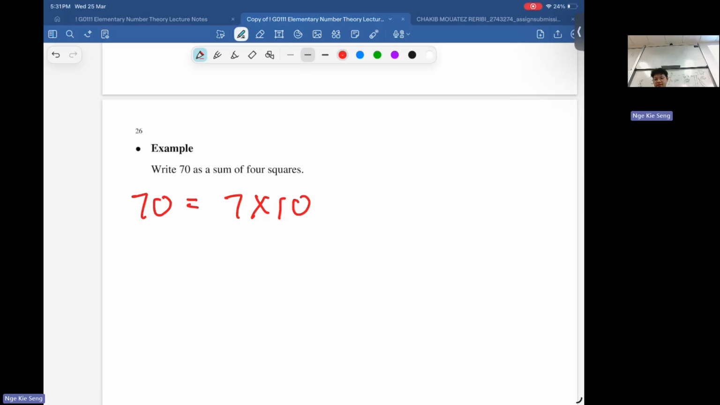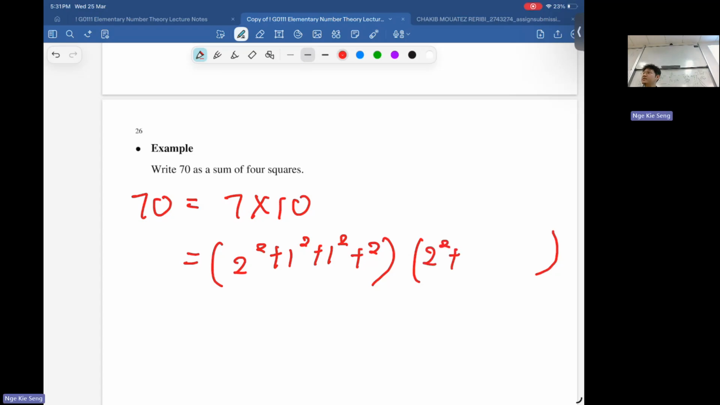Okay, can you write 7 as a sum of 4 squares? Also not many choices. 2 squared plus 1 squared plus 1 squared plus 1 squared. Okay, how about 10? Is it possible? Also not many choices. 2 squared plus 2 squared plus 1 squared plus 1 squared. Okay, then you can use the formula to combine now.